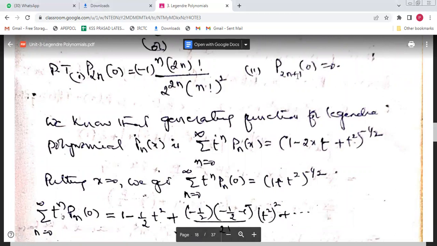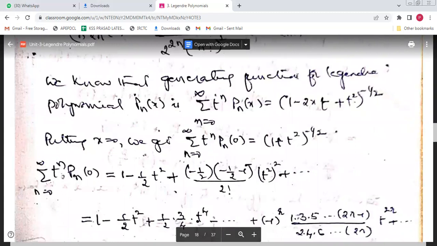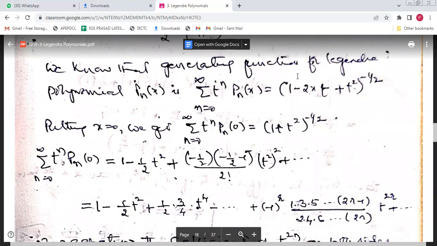1 minus power into variable. So 1 minus half into t² plus (minus half)(minus half minus 1) divided by 2 factorial times variable square. What is the variable now? t². So on. This comes by the expansion of binomial theorem. That is equal to 1 minus half t² plus half into 3 by 2 by 2, so 3 by 4 times t power 4 minus etc.